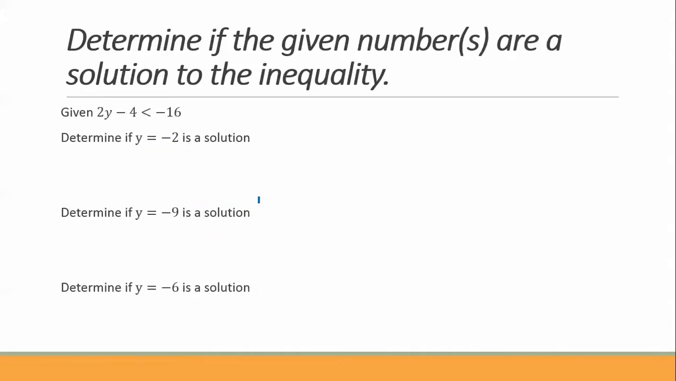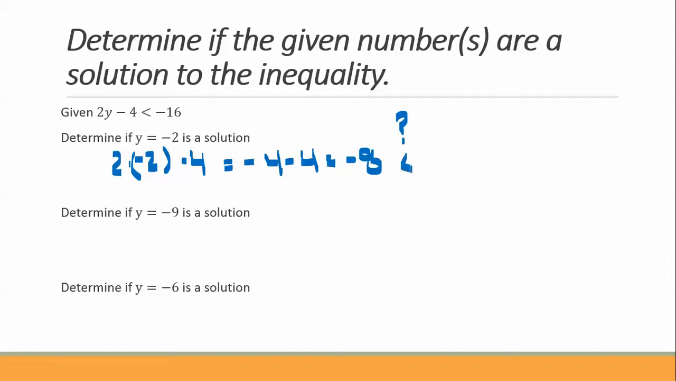Now we have inequalities. So we're going to say y equals negative 2, so we're going to put negative 2 where y is. 2 times negative 2 minus 4. So that's equal to negative 4 minus 4, which is negative 8. So then we have a question mark. Is negative 8 less than, because that's where our less than is, negative 16? Negative 8 is not less than negative 16, so it's not a solution.